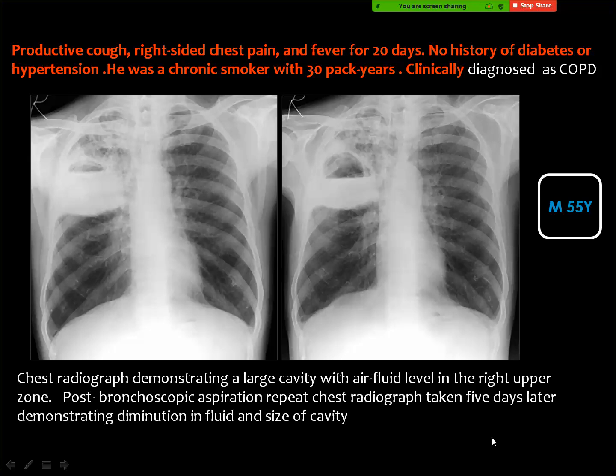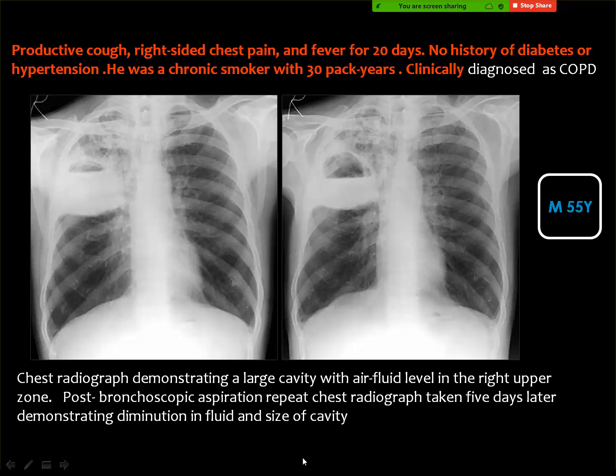Then look at this very important case. This is a male patient, 55 years old, with productive cough, right-sided chest pain, and fever for 20 days. No history of diabetes or hypertension, and he was a chronic smoker and clinically diagnosed as COPD. Then the chest X-ray showed a cavitary lesion with an air fluid level and inflammatory reaction around the lesion, highly suggestive of an abscess.